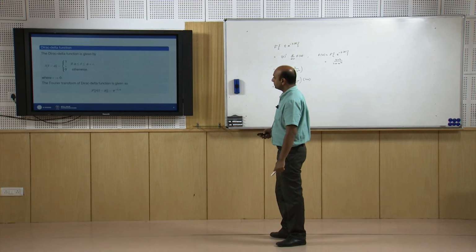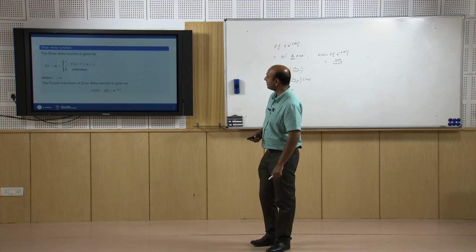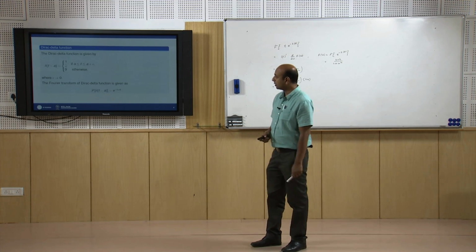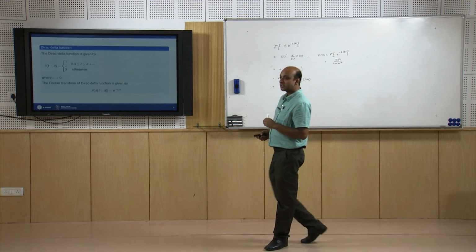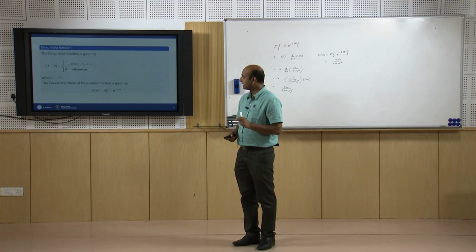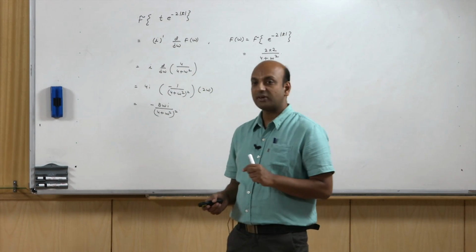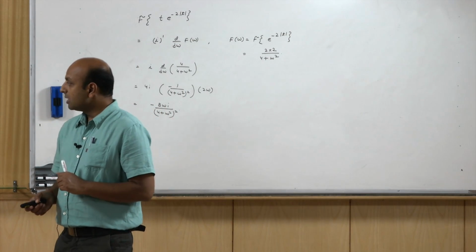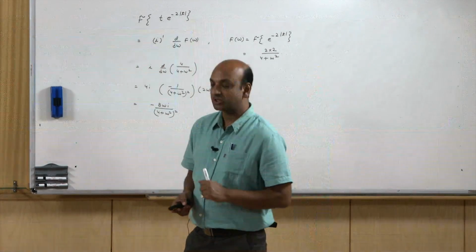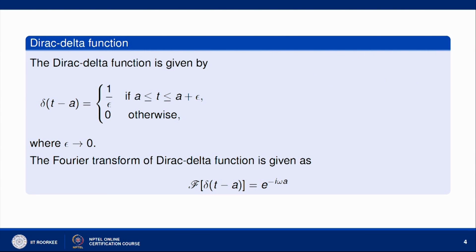Now, the Dirac delta function, we already defined in Laplace transform, that it is given by 1 by epsilon when t varies from a to a plus epsilon and 0 otherwise, where epsilon tends to 0. So, roughly speaking, the Dirac delta function is infinity at a point, say t equal to a, and 0 otherwise, such that the total integral from minus infinity to plus infinity of the Dirac delta function is 1, that we have already discussed in Laplace transforms. Now, the Fourier transform of the Dirac delta function is given by this. This can be derived using the definition of the Dirac delta function and the Fourier transform.